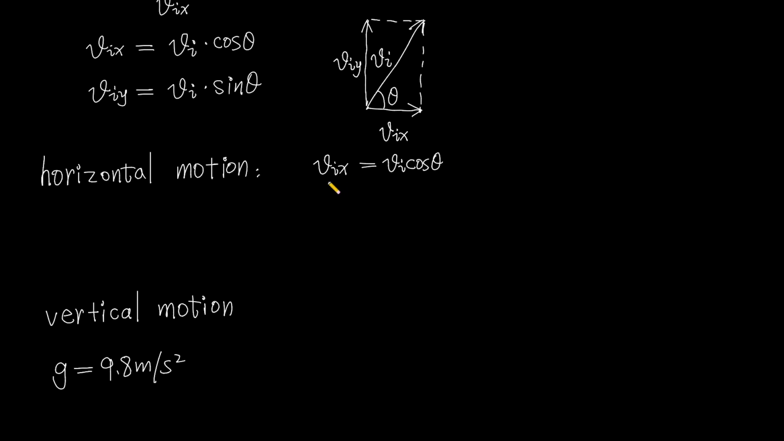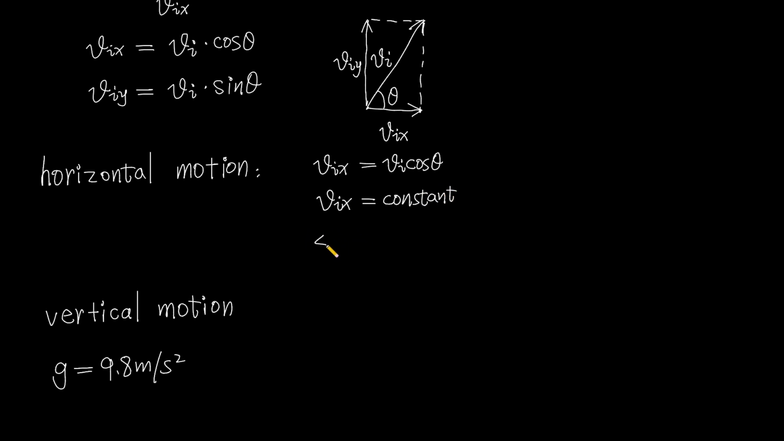And the velocity for the horizontal motion is a constant. This velocity does not change. So for the horizontal motion, its velocity is always Vix. So Vix is a constant. The horizontal velocity does not change.